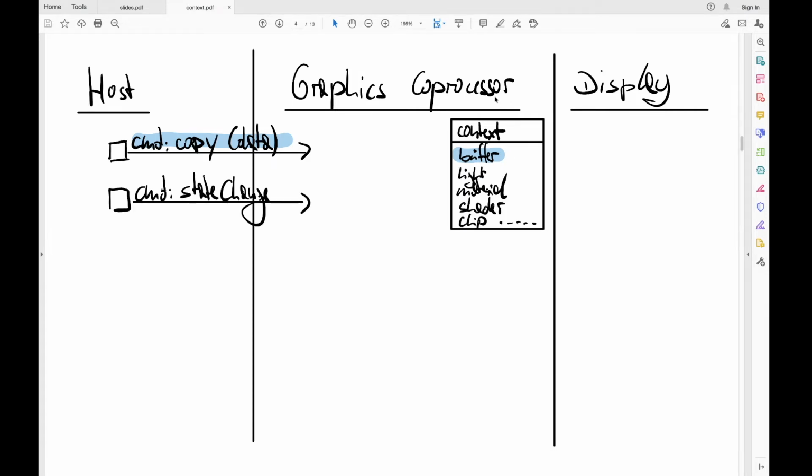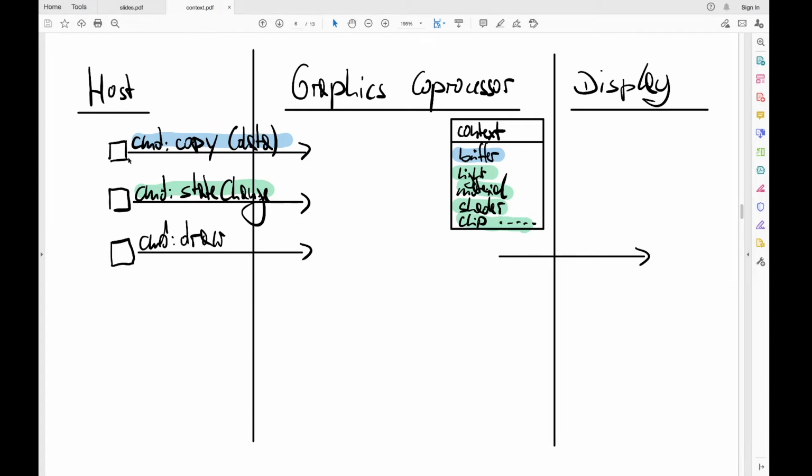And the host system would be able to specify other commands, for instance, commands that change the state, like changing the current lighting setup or the current material setup, or a state change that binds another shader or another clip plane. And then finally, there are also, of course, draw commands. Those draw commands would cause the graphics coprocessor to basically flush its output to the display. So you can already see that this is a model that is pretty much a one-way street, right?